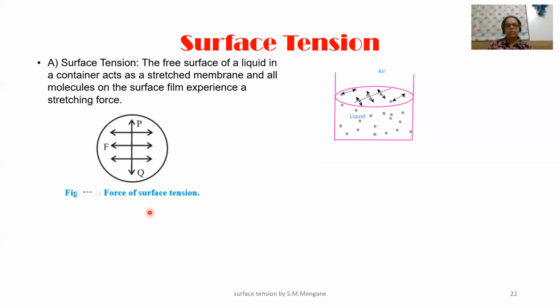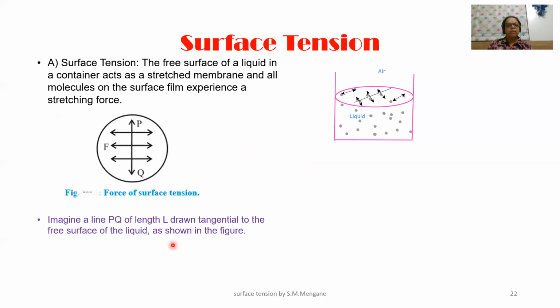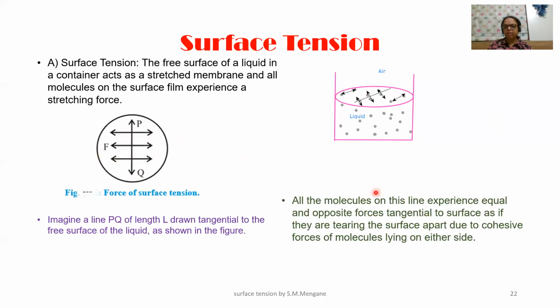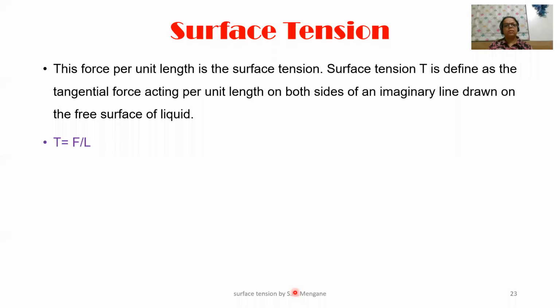Suppose that the length of the line PQ is L and the force acting on it is F. On length L, the force acting is F, then on unit length, what is the force? The force is F upon L. The force acting on unit length is F by L, and hence surface tension is equal to F upon L.